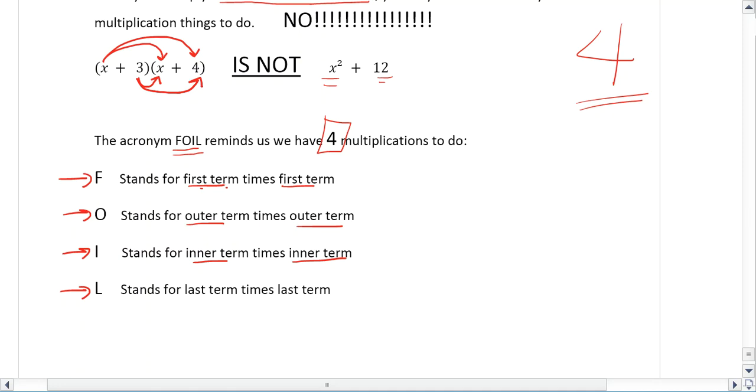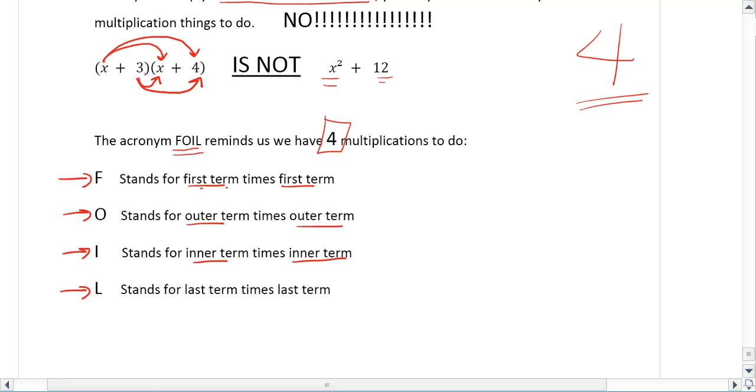stands for the L. Sometimes students refer to this as double distribution, and I kind of see what they're saying. You take this x and you distribute it times both of them, and then you take the 3 and distribute it times both of them.